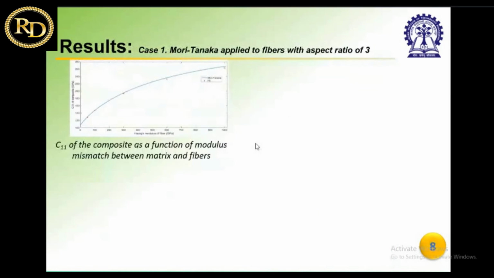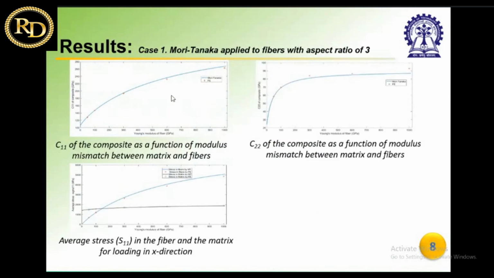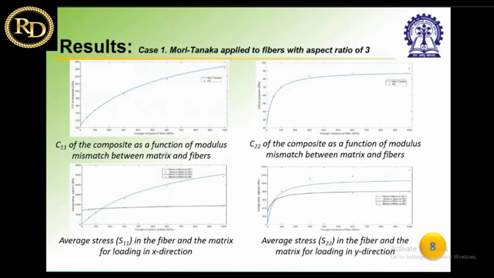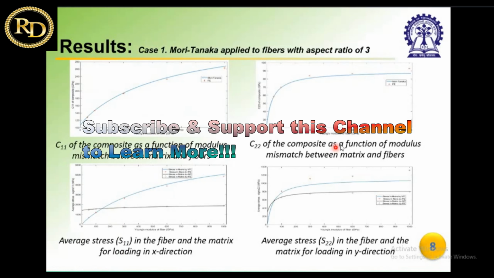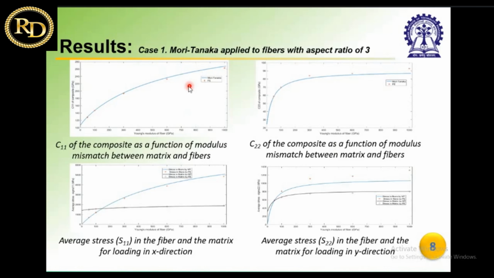Okay. So for results, we can see the C11 and C22 of the composite. There is a clear match between the FE results and the Mori-Tanaka formulation, an exact match. There is a very close match for average stresses in the fiber and the matrix, and for the S22 there is some gap at higher aspect ratio for the fiber and the matrix.